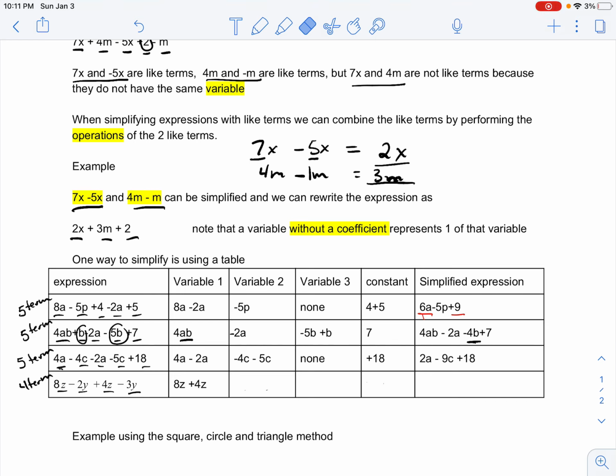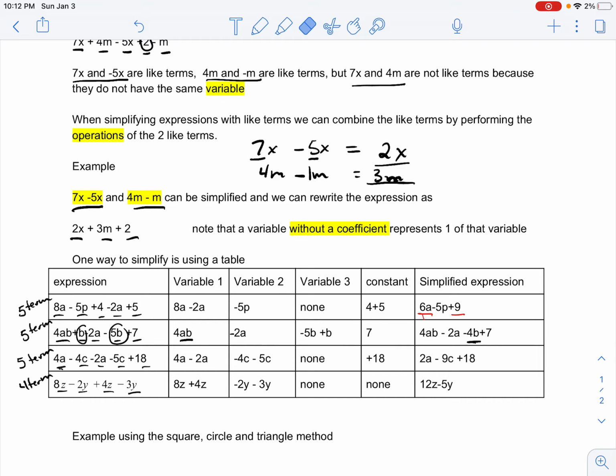Okay, last one here. We've got 8z minus 2y plus 4z minus 3y. So the first variable is our z. So 8z plus 4z. Second variable is negative 2y and a negative 3y. There is no third variable and there's no constants in this one. Okay. So 8 plus 4 is going to give us 12z, and then a negative 2 minus 3. Once again, they're both negative, so we'll add them together and keep them negative. So 2 plus 3 is 5, and they're both negative, so it's a minus 5. So we get 12z minus 5y.